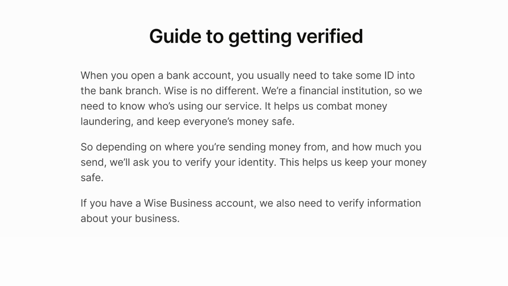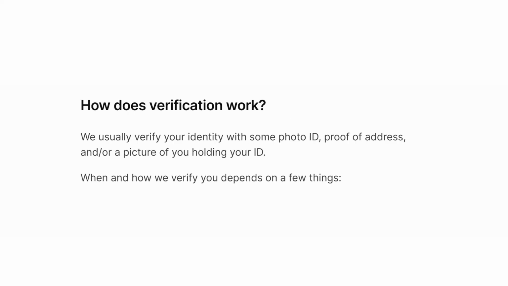So depending on where you're sending money from and how much you send, they'll ask to verify your identity. This helps them keep your money safe. If you have a Wise business account, they'll also need to verify information about your business. So how does verification work? They usually verify your identity with some photo ID, proof of address, or a picture of you holding your ID.